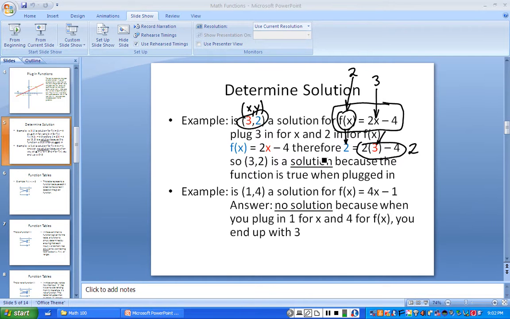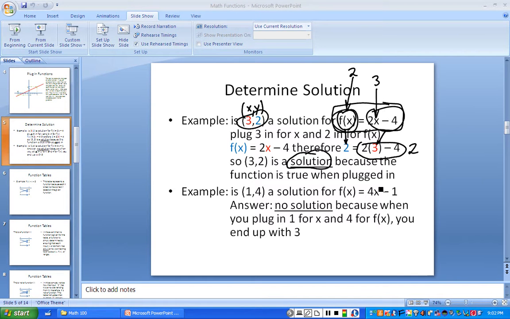Alright, and that's what I'm showing you. 3, 2 is a solution, because when I plug in 3 for x, 2 for y into the given function, the right side equals the left side. It works. Okay? Now, let's look at the 1, 4.